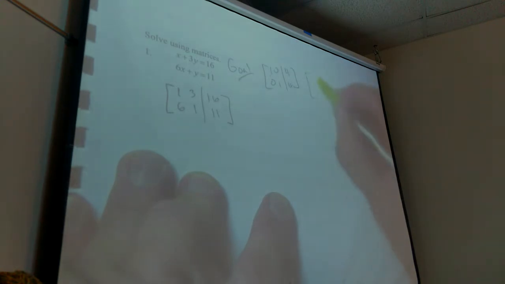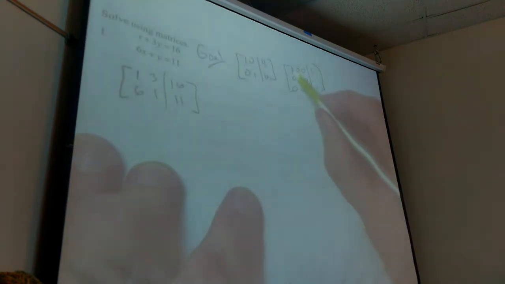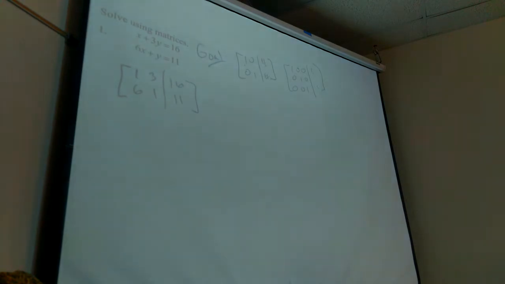And if it's a 3 by 3, my goal is this. Right? So notice how the goal always has these 1s on the diagonal and 0s everywhere else, because that means that I've killed every variable except 1 for each thing.